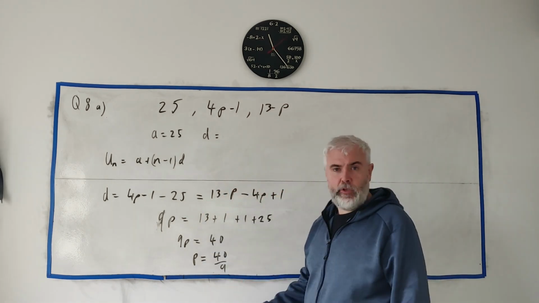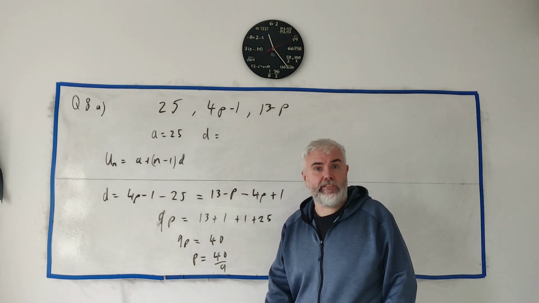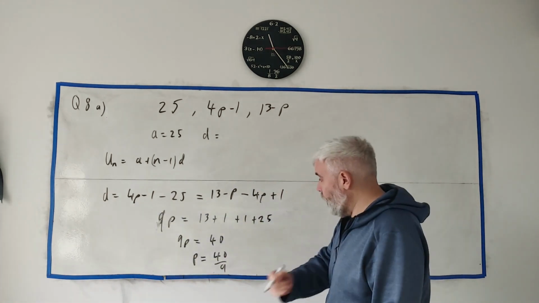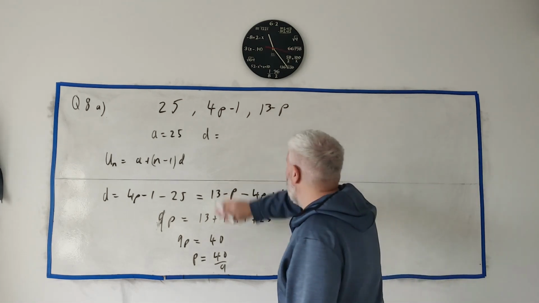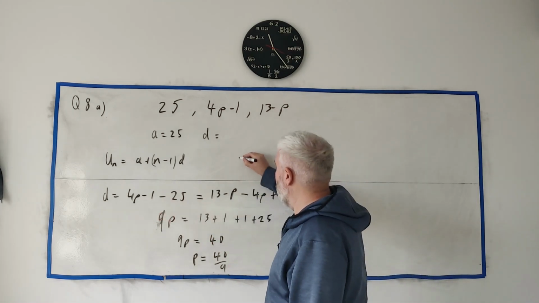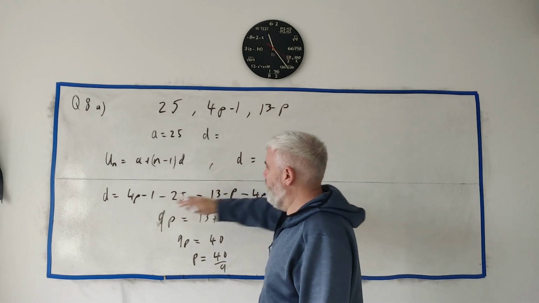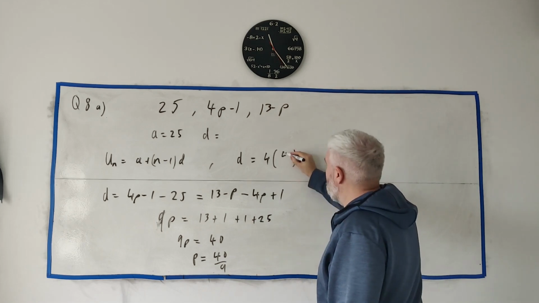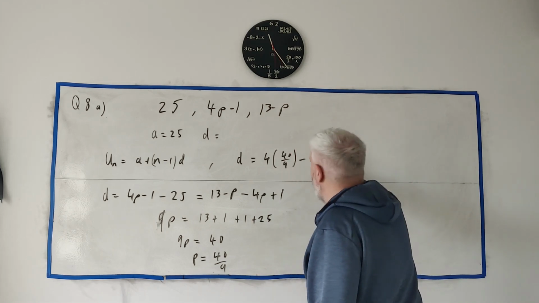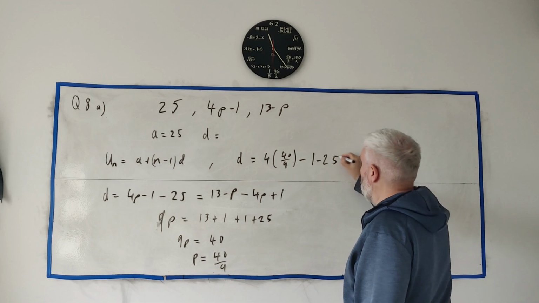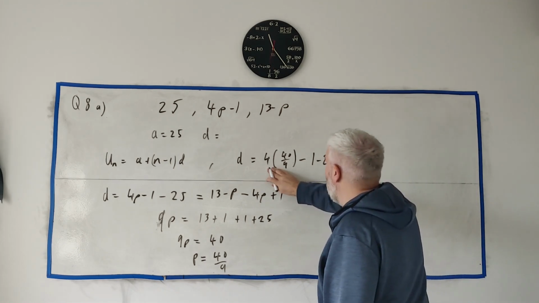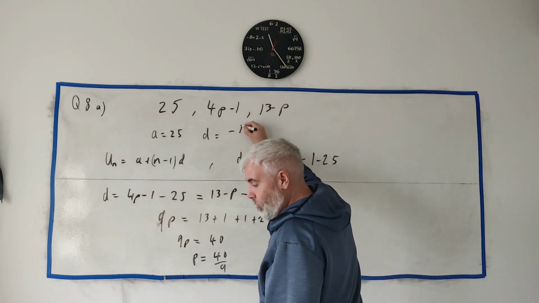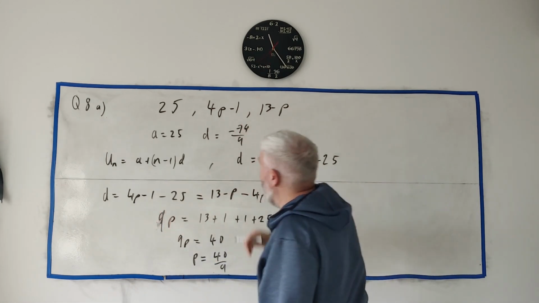Just be careful at this point, you weren't looking for p, they never asked you about p. Hell, they didn't actually ask you about D either, but I'm asking you for D. So what's D? Let's write one of these again. D is equal, let's just say the first bit here, 4 times p, but we know p. It's 40 over 9, minus 1 minus another 25. So put that into a calculator at this point, save me a bit of writing. Is equal to minus 74 over 9.